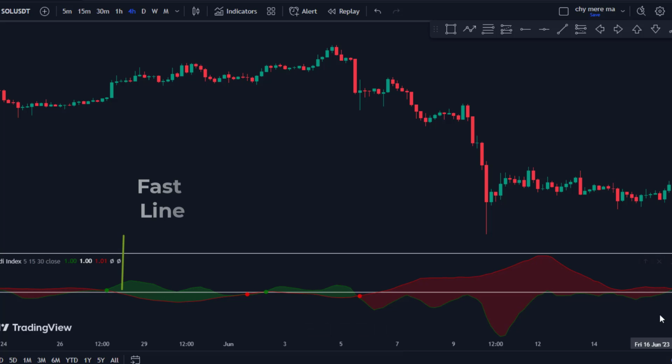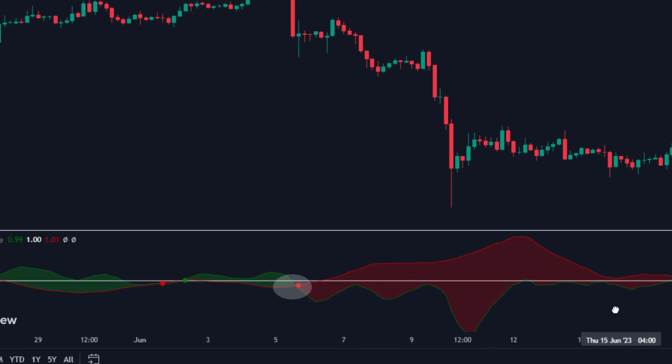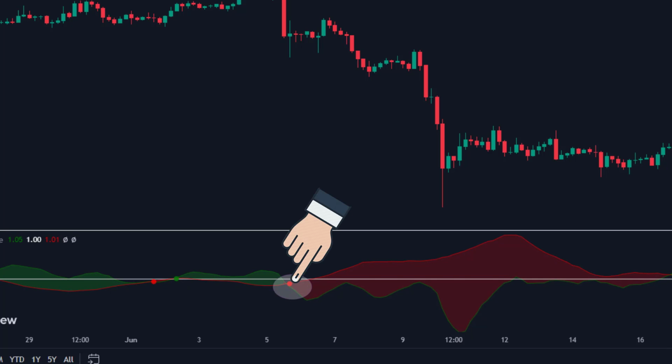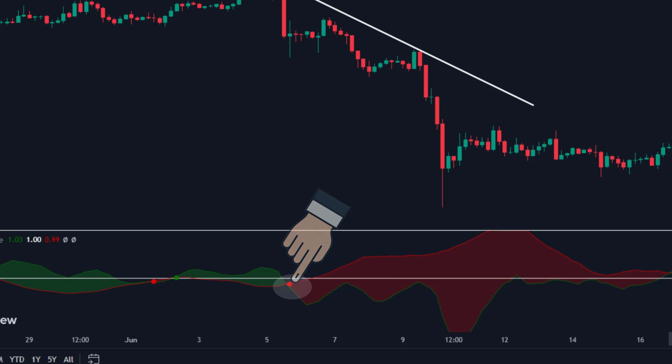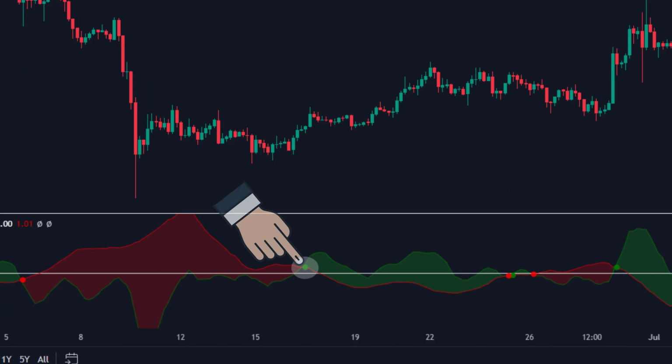The green line of the indicator is the fast line, the red line is the slow line, and the white is the zero line. So when the fast line, which is the green line, crosses under the zero line, and also diverges from the slow line, which is the red line, it will print a red point, which signals us that a new downtrend is about to start. And when the slow line, which is the red line, crosses above the zero line and also diverges from the fast line, which is the green line, it will print a green point, which tells us that a new uptrend is about to happen.